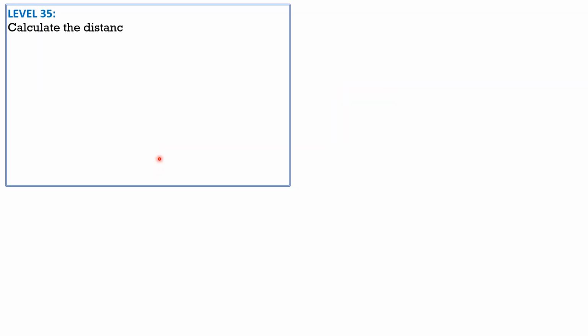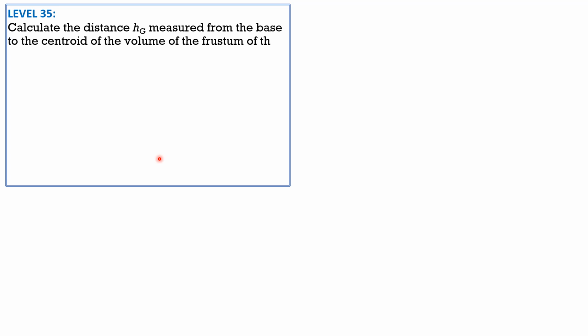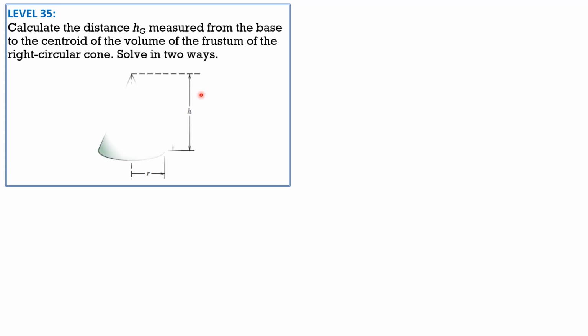Level 35, calculate the distance hg measured from the base to the centroid of the volume of the frustum of the right circular cone. Solve in two ways. So here is the given figure. First, let's solve this by integration. Let's have a strip, horizontal strip, so that the differential element will be a circular disc as shown, of radius x, thickness dy, and y is measured from the vertex, from the top, and going down is positive.